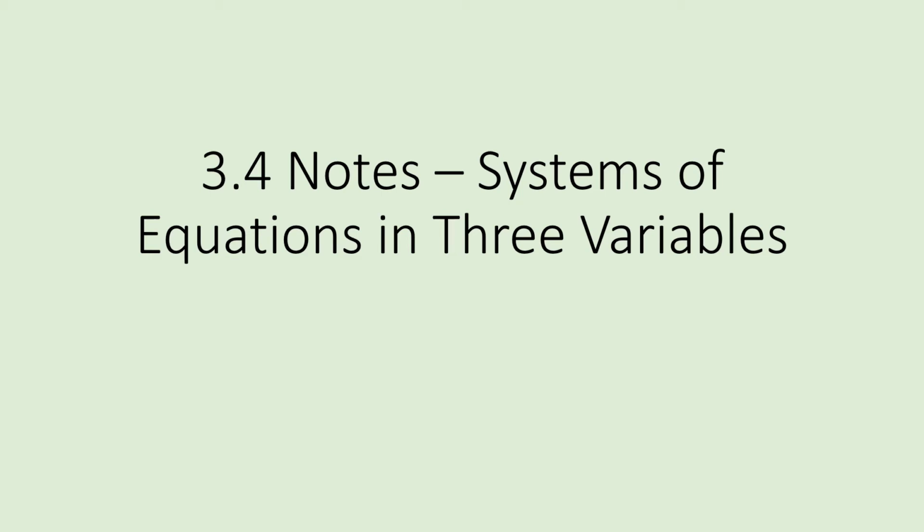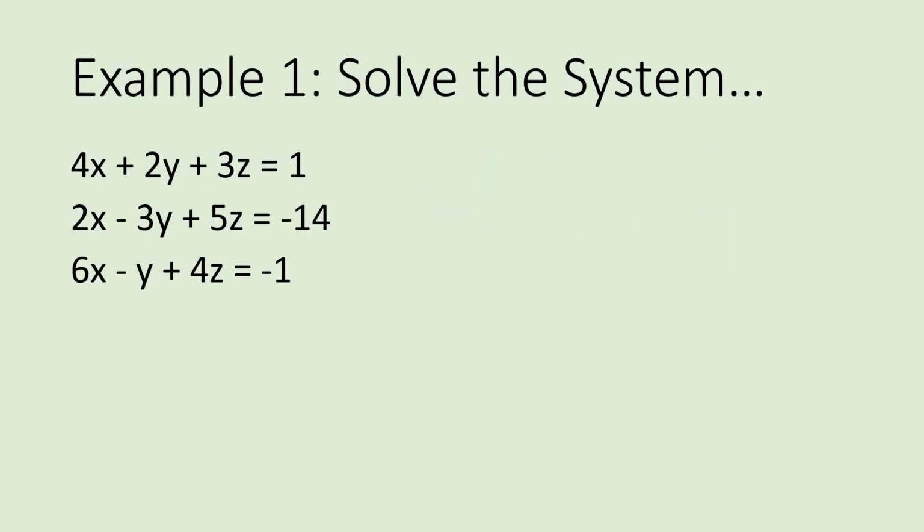Section 3.4 is the last section covering systems of equations, but in this section we're adding a third variable and a third equation. So here's what a problem would look like. You see we have three different variables, x, y, and z, and we have three equations. This is always how systems work.